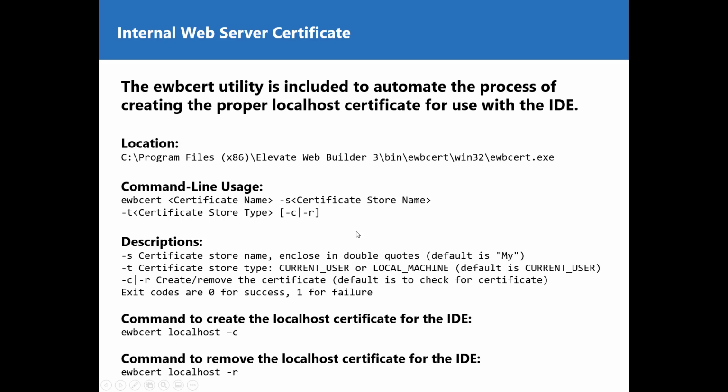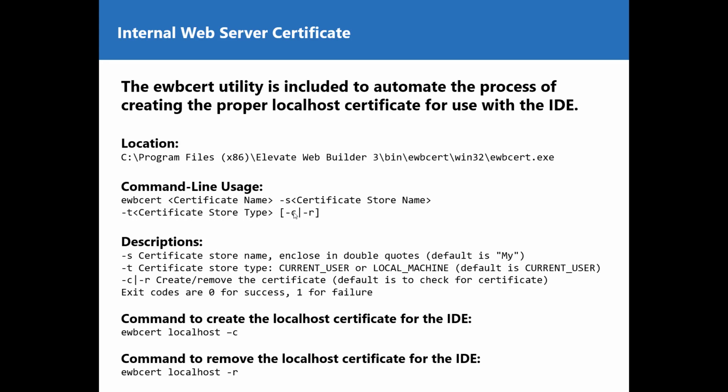So how do you get this localhost certificate created? We include a special utility with Elevate Web Builder called the EWB Cert utility, which will automate the entire process of creating the localhost certificate that you need to be able to do development in the IDE. So if you just type in EWB Cert and don't give it any parameters, you will see something similar to what you see here, where it will tell you what the command line usage is.